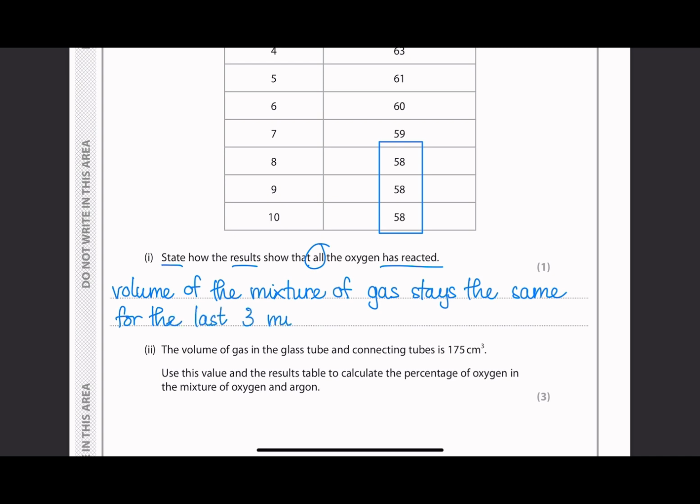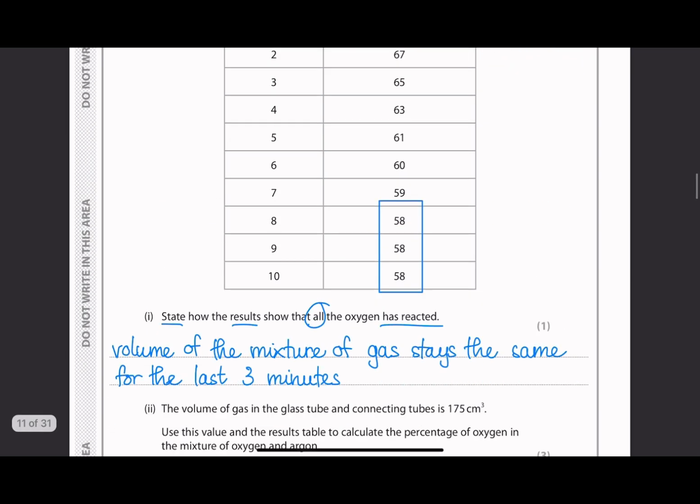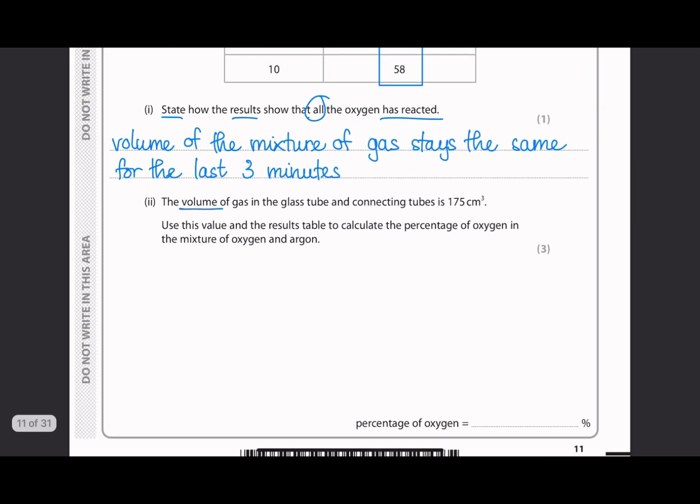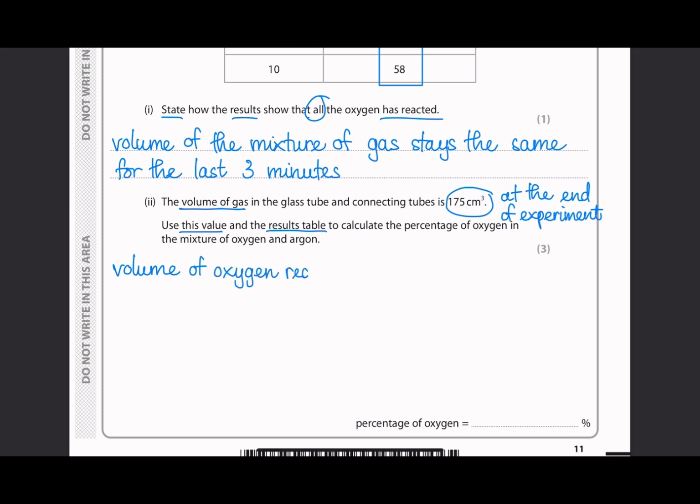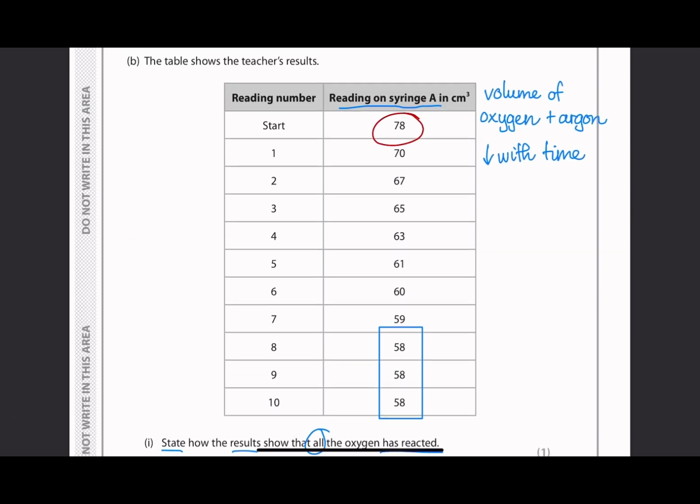Okay, so the next question gives you the information that the volume of the gas in the glass tube and connecting tubes is 175 cm3. This volume is at the end of the experiment. They measure this amount of gas left. So they ask you to use this value and the results table to calculate the percentage of oxygen in the mixture. To calculate the volume of oxygen reacted, we should use the table.